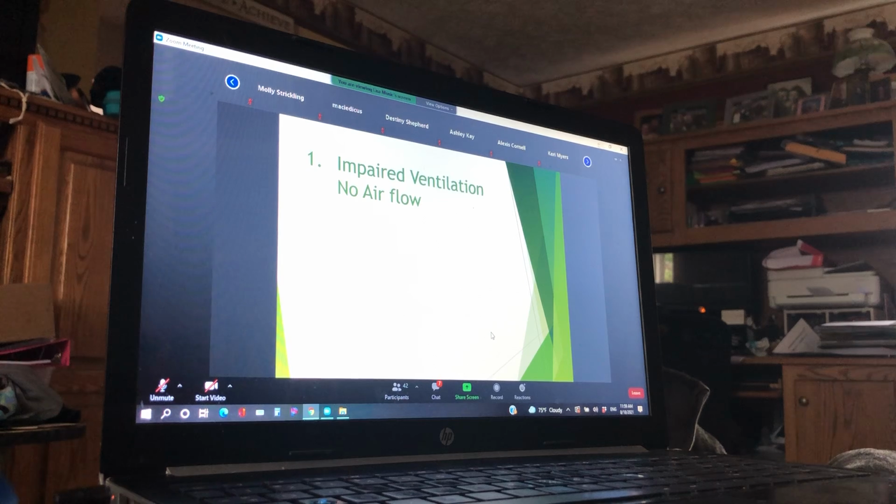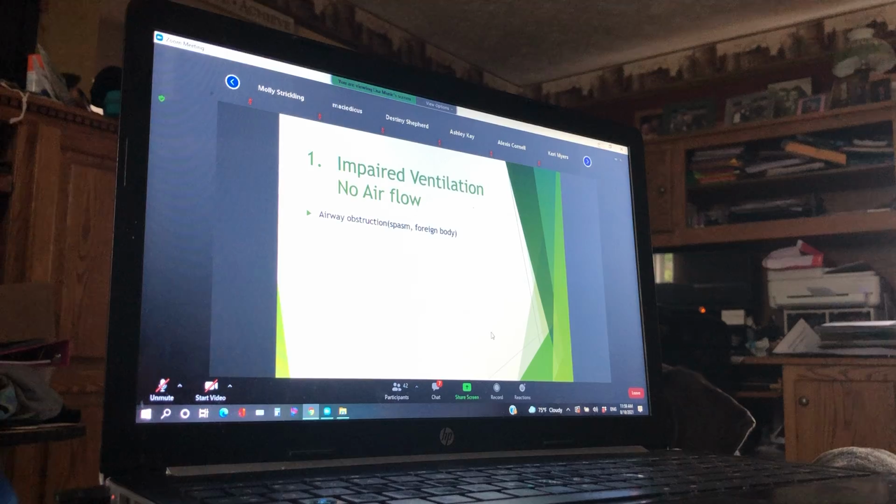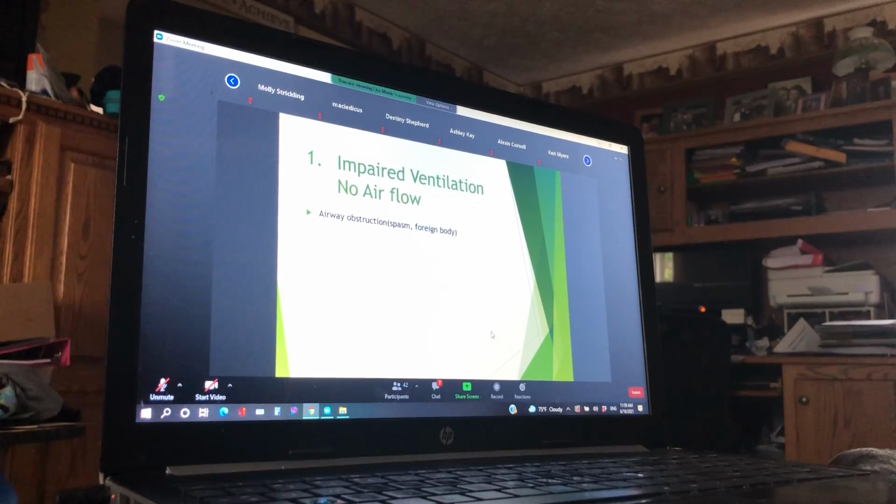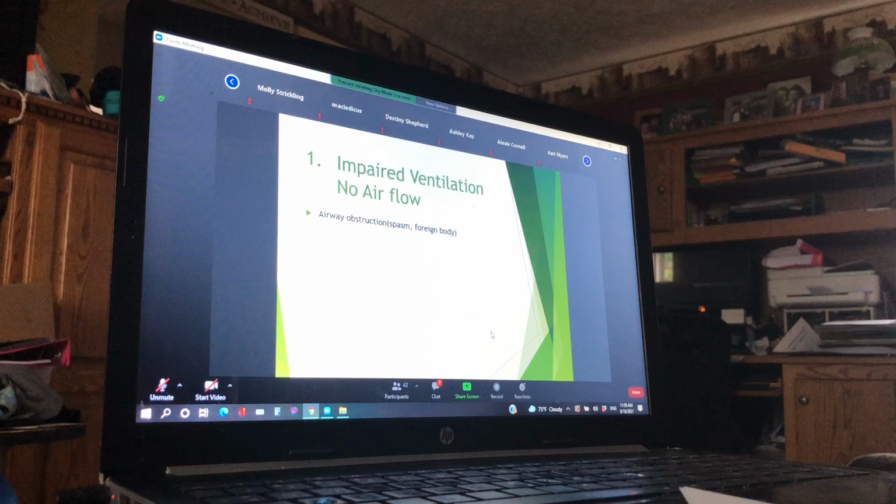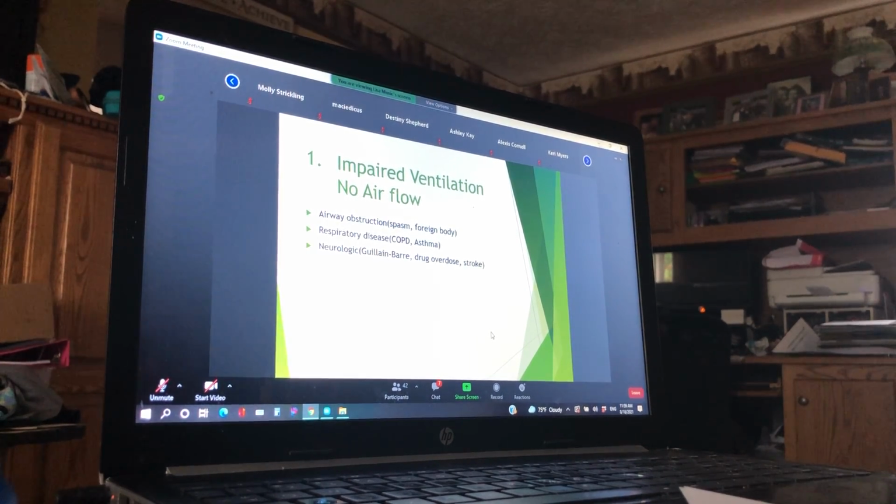So your book does do some comparison on respiratory failure. So things that impede airway flow, excuse me, some type of airway obstruction. Your book also talks about respiratory diseases like COPD and asthma. It talks about neurological impairments, Guillain-Barré, stroke, drug overdose. All of those could impede how well you can take in airflow.